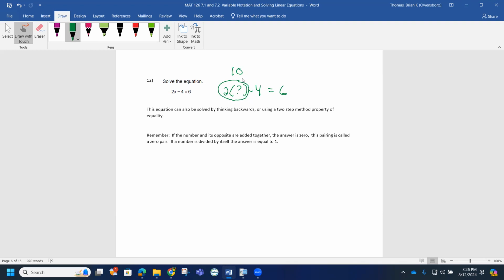Well, 2 times what gives you a 10? Well, that would be a 5. So 2 times 5 is 10. 10 minus 4 is 6. So the solution should be a 5 using my critical thinking skills.